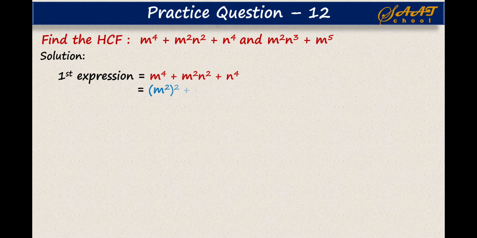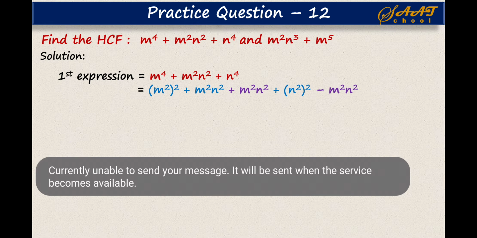Now to factorize, we change m4 into (m square) whole square and n4 into (n square) whole square. Now here m square minus m square n square is from the given expression. The next m square n square is added, and again that is subtracted at the end. That is, m square n square is added as well as subtracted.